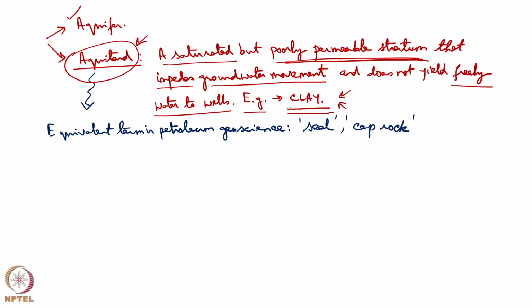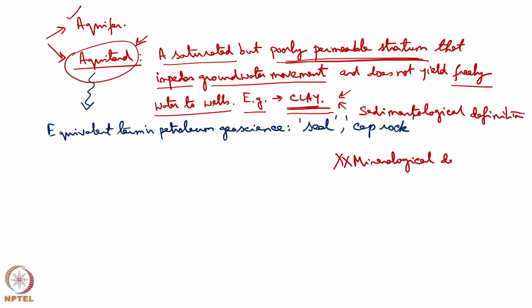In this sedimentological definition of clay, we are not specifying the chemical composition of the clay, which can be anything. In this case, once we are saying clay, we are implying the sedimentological definition and we are not implying the mineralogical definition. Now, if we look at the hydrocarbon geoscience textbooks, aquitard has equivalent names such as seal or the cap rock, because it will not permit fluid such as hydrocarbon to flow across it.